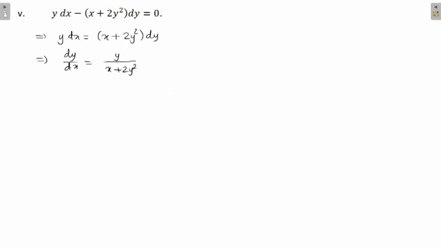Now my question is, can you write this in this form, that is dy by dx plus py equals to q? I don't think that you will be able to write this in this form. Now if you are not able to write in this form, then there is one alternative. What you can do is interchange the role of x and y.